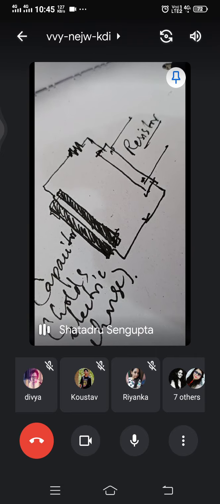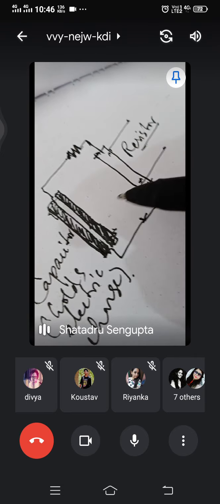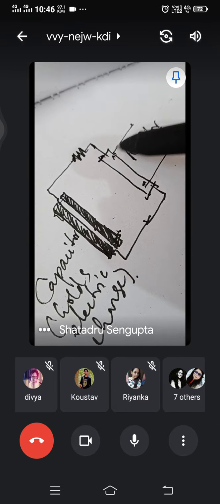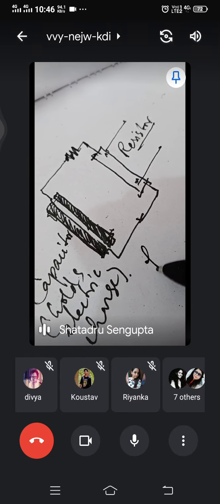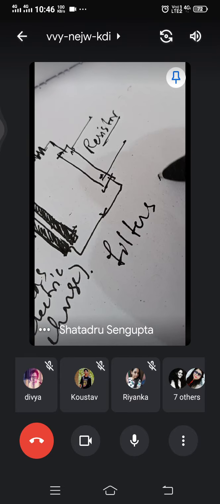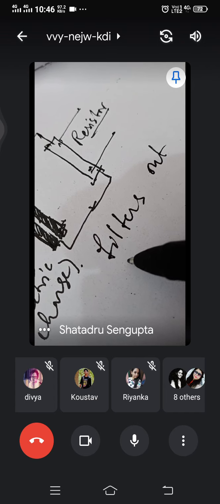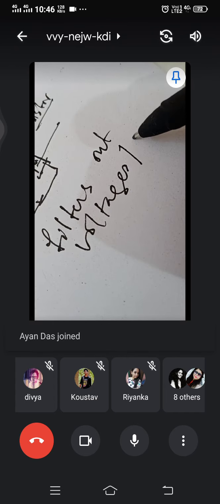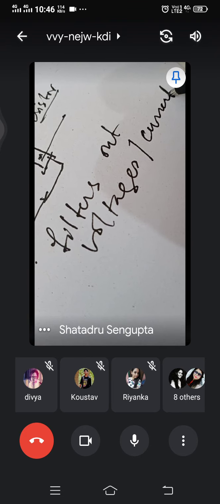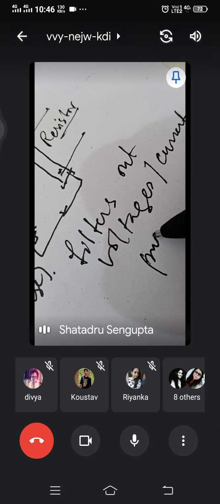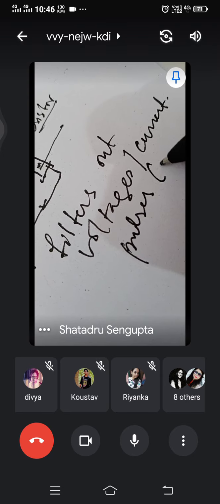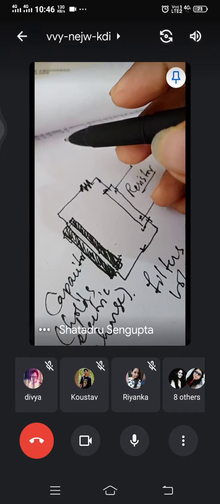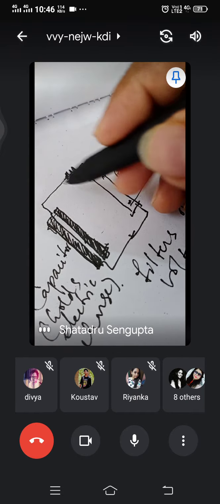If it's a very simple circuit like this, the math is relatively simple. If it becomes more and more complex, so there you are. And what it does is it filters out voltages or current pulses, or you could say signals or whatever. So it can be connected to a source of current or voltage.